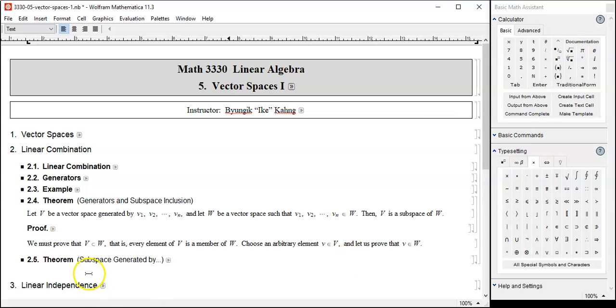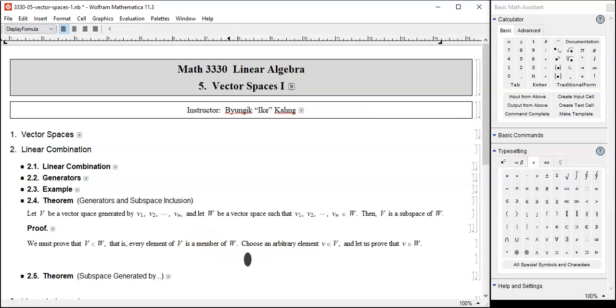Let's go back and do this again. We must prove that V is included in capital W, which means every element of V is an element of W. So how do you set it up? Choose an arbitrary element, and then let's work from here with this arbitrary element. All right? So here we go. Let's choose an arbitrary element.